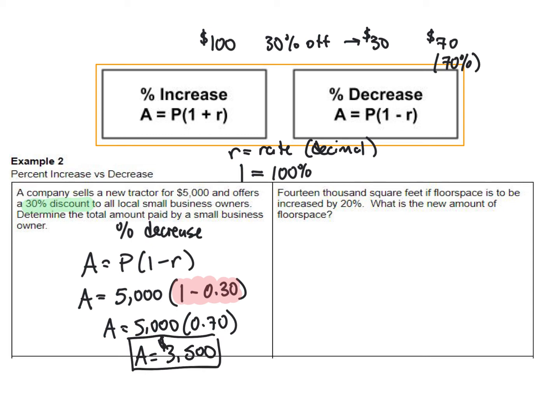Okay, next one. It says that the floor space is to be increased. So 14,000 square feet is to be increased by 20%.